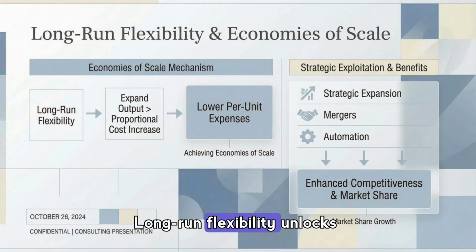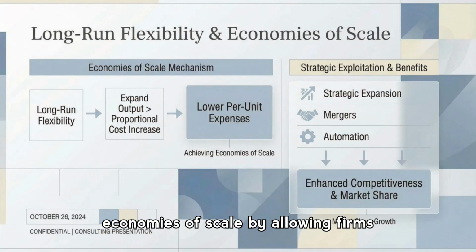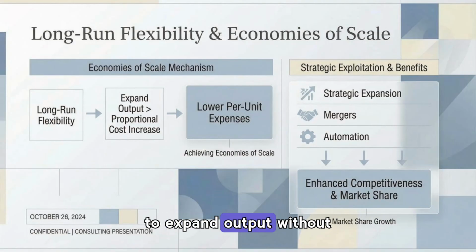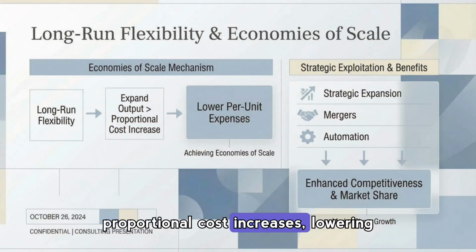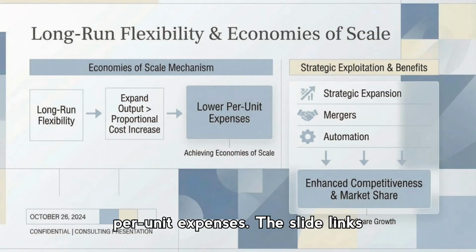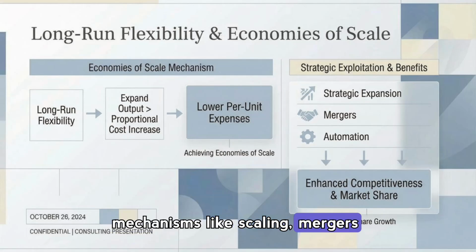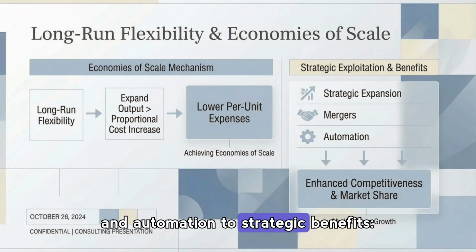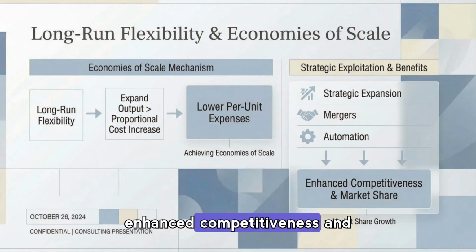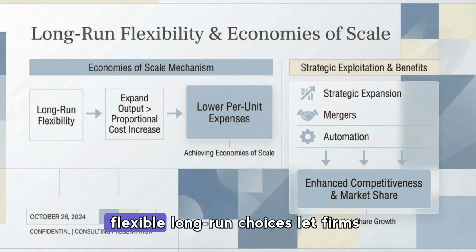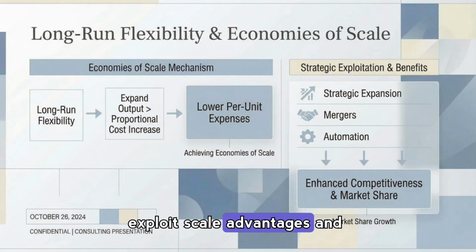Long-run flexibility unlocks economies of scale by allowing firms to expand output without proportional cost increases, lowering per-unit expenses. The slide links mechanisms like scaling, mergers, and automation to strategic benefits, enhanced competitiveness, and market share growth. In short, flexible long-run choices let firms exploit scale advantages and translate lower unit costs into stronger market positioning.